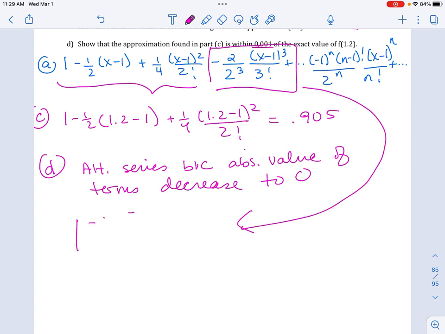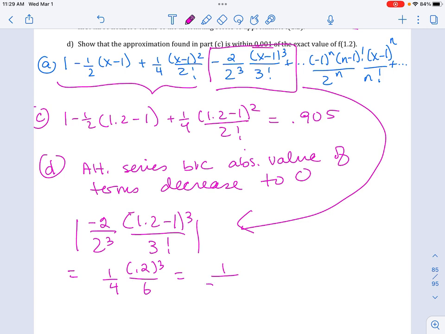And for error, we want absolute value. And we are plugging in 1.2. So this is my error. And you can go ahead and clean things up and use your calculator to double check, but it is less than or equal to 0.001, which is just your check.